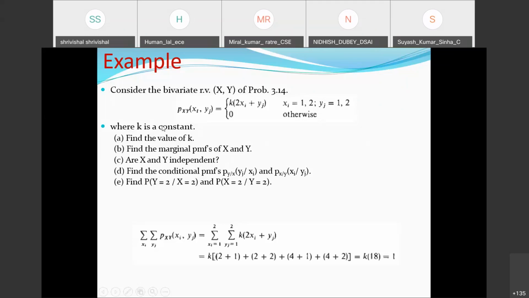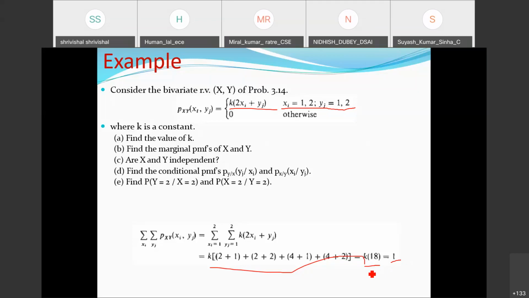So where k is a constant, find the value of k. Simple argument: the summation of the associated probabilities will lead to unity. So we substitute the values given in the range, 1, 2. Simply substituting the values, the summation comes to k into 18. This needs to be unity, so k will be equal to 1 by 18.